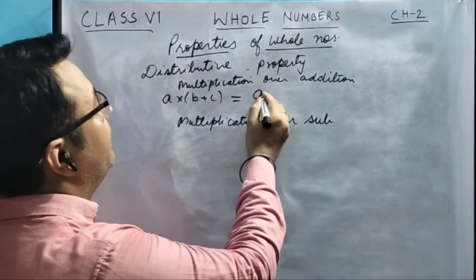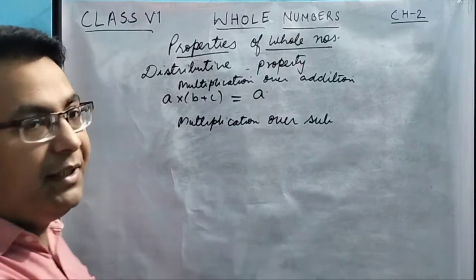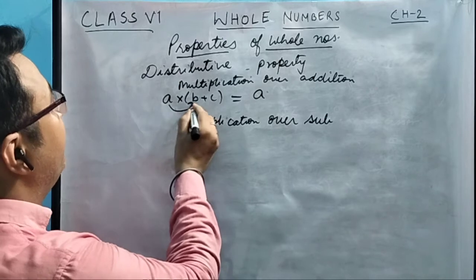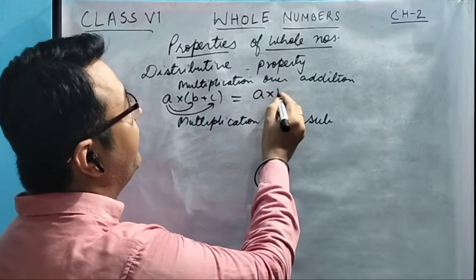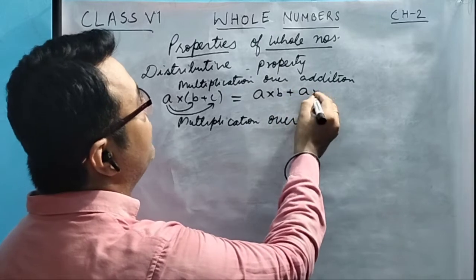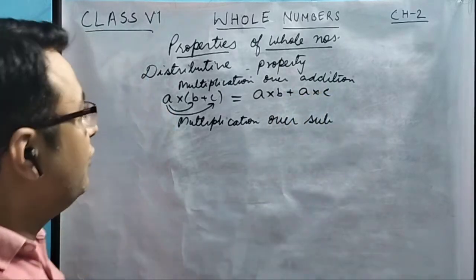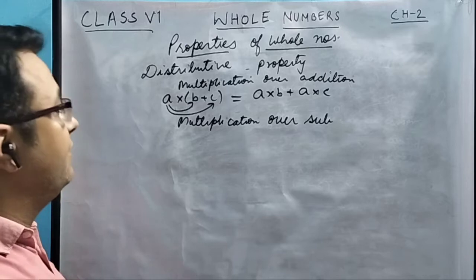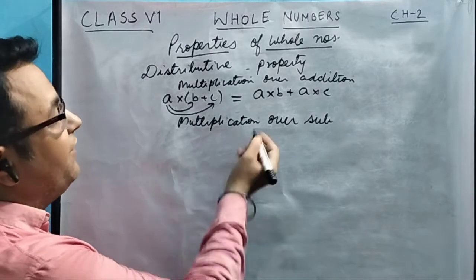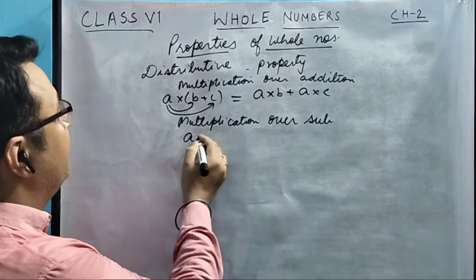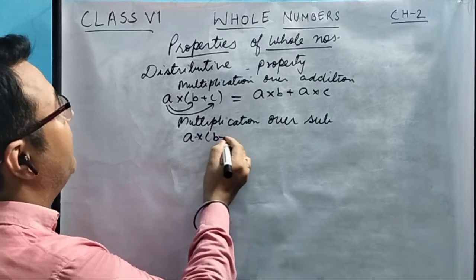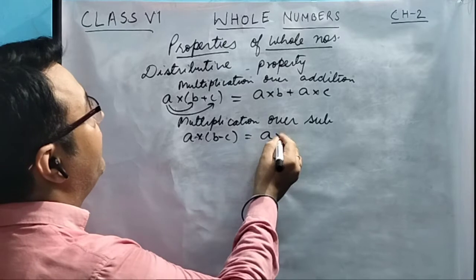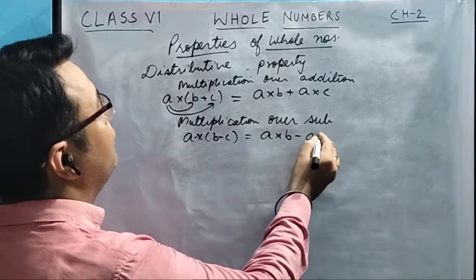This can be multiplied separately. First a can be multiplied with b and then it can be multiplied with c. So what we will get? a into b plus a into c. Okay. This is what the distributive property is. Similarly, for multiplication over subtraction, it can be written as a into b minus c, and the result will be a into b minus a into c.